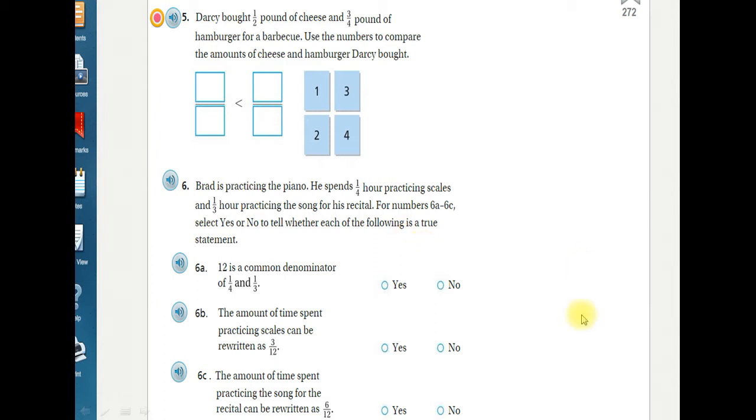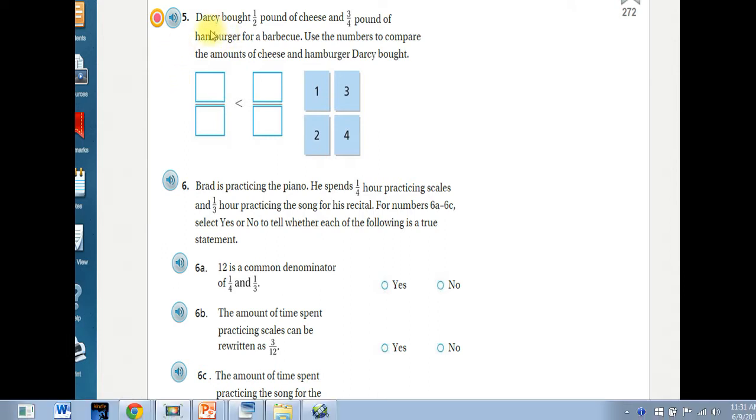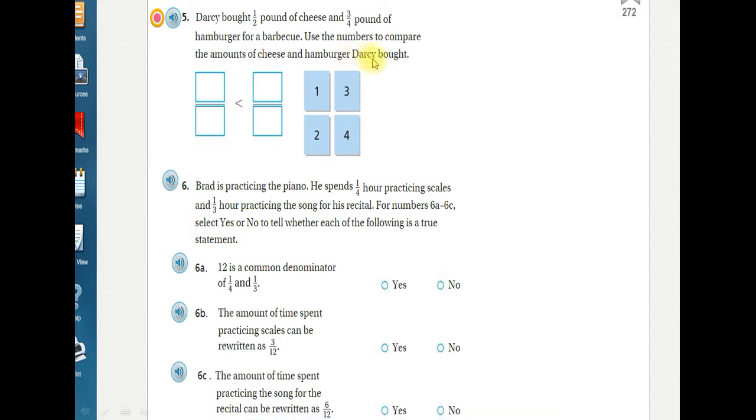Let's look at number 5 and number 6 now on this one. Darcy bought half a pound of cheese and 3/4 pound of hamburger for a barbecue. Use the numbers to compare the amounts of cheese and hamburger Darcy bought. So we're using 1, 2, 3, 4. The 1, 2 is for the 1/2, and the 3/4 is for the 3/4.